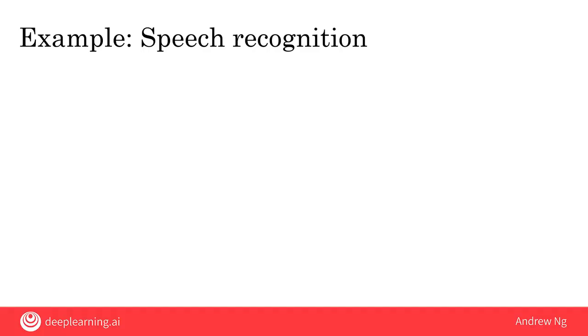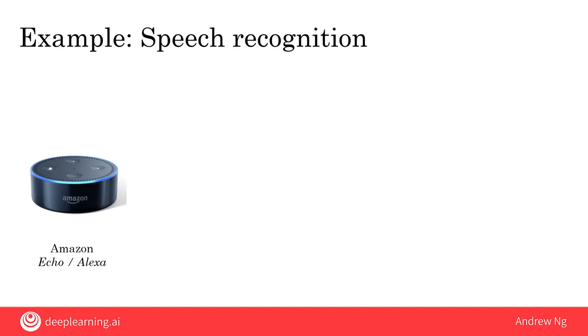Machine learning algorithms can learn input to output or A to B mappings. So how do you build a machine learning project? In this video, you learn what is the workflow of machine learning projects. Let's take a look. As a running example, I'm going to use speech recognition.